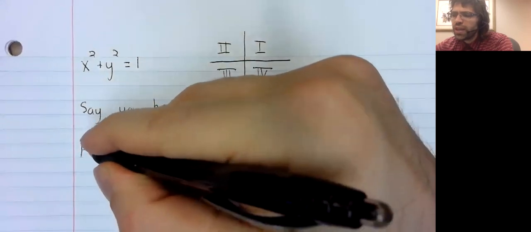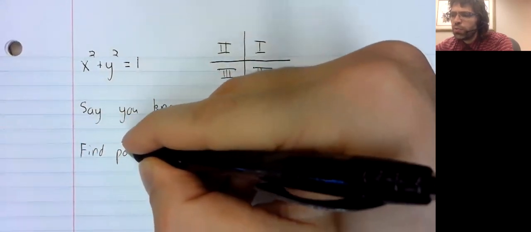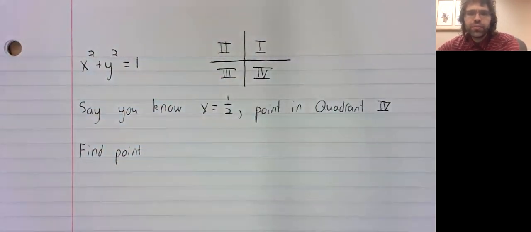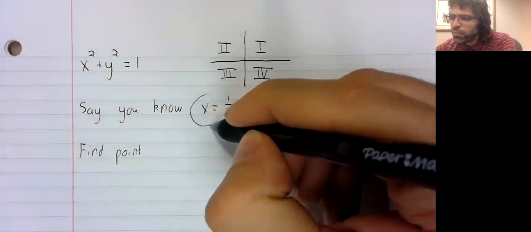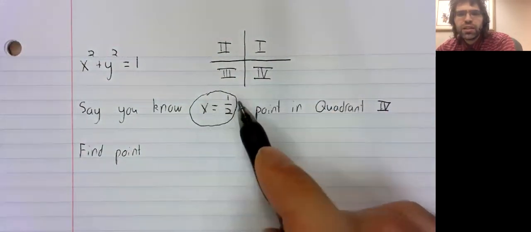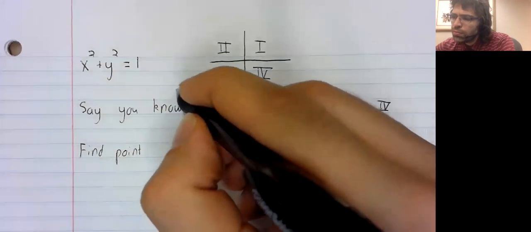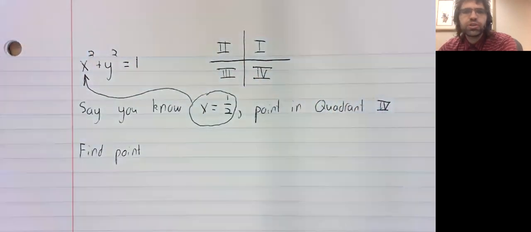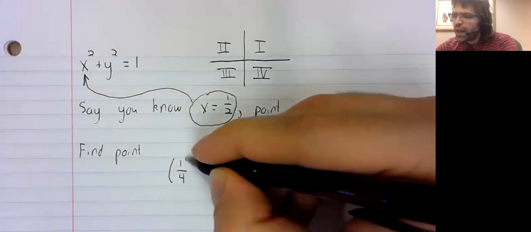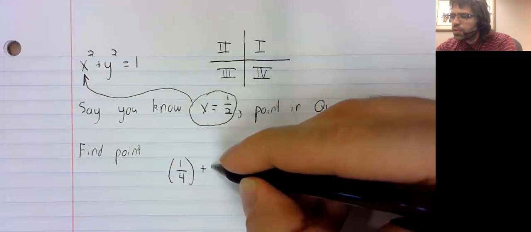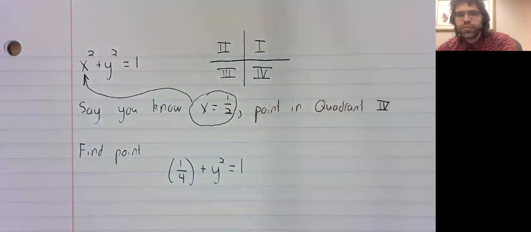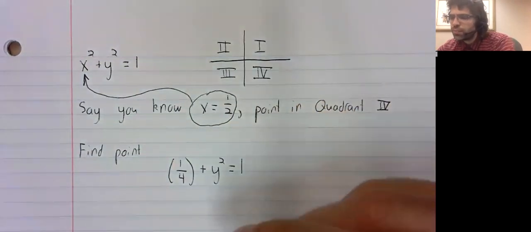With this information, we should be able to find the point. And let's just demonstrate the method using this as our example. We'll take our given value and plug it in there. So 1/2 squared plus y squared equals 1.